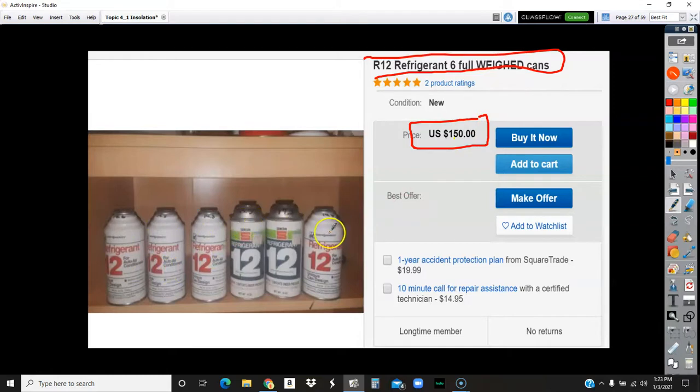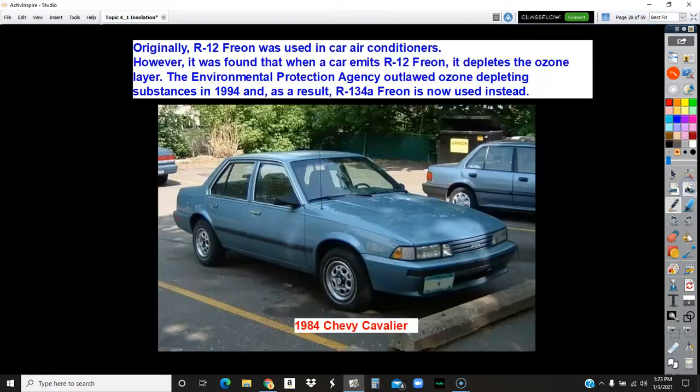Now, you got to remember, this stuff back in the 1980s when I was a teenager and had my first car, you could buy one can for, like I said, maybe $4 or $5. So this might have cost you $30 for all 6 cans. Now it's $150, right? Because it's a banned product, but people obviously still have some of this stuff floating around in their garages and are trying to make a profit on it because it's in short supply.